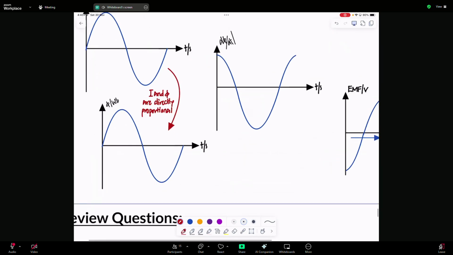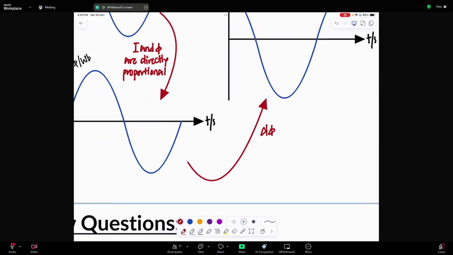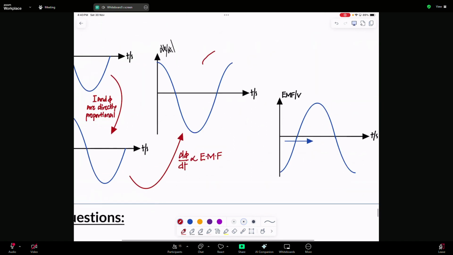Then from here to there, how do you go? From here to there, d phi by dt is proportional to my EMF, but it's not equal to my EMF. And then from here to there, we do what? Minus d phi by dt is actually equal to what? EMF. And then the minus sign that we place there is acknowledged in what law? Lenz's law.